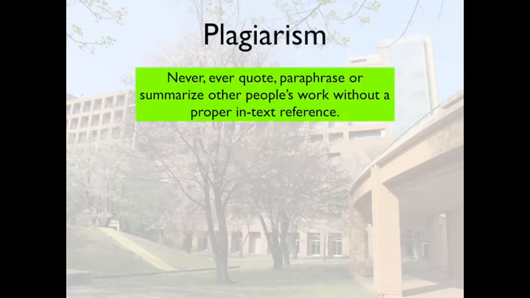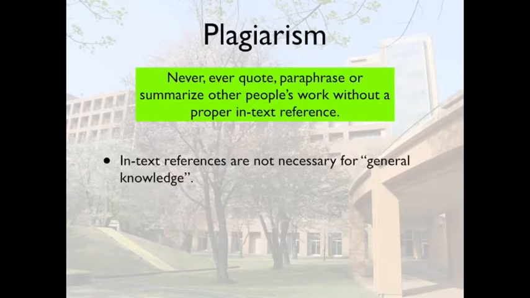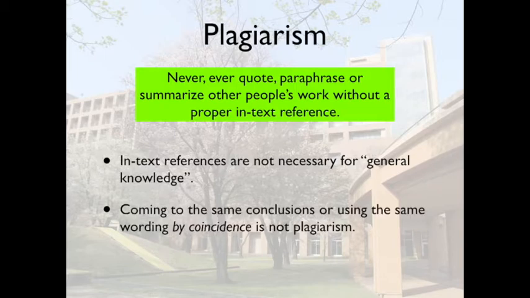So the message is very simple. Never, ever quote, paraphrase, or summarize other people's work without a proper in-text reference. You do not need endless in-text references for things that are considered general knowledge. So, saying that World War II ended in 1945 does not require an in-text reference. There are also occasions when, quite by coincidence and with absolutely no malice on your part, you have come to the same conclusions or used exactly the same wording as another researcher. This is not plagiarism, as you did not intend to deceive, although as soon as you discover the other person's work, you should make references to it in any future essay.